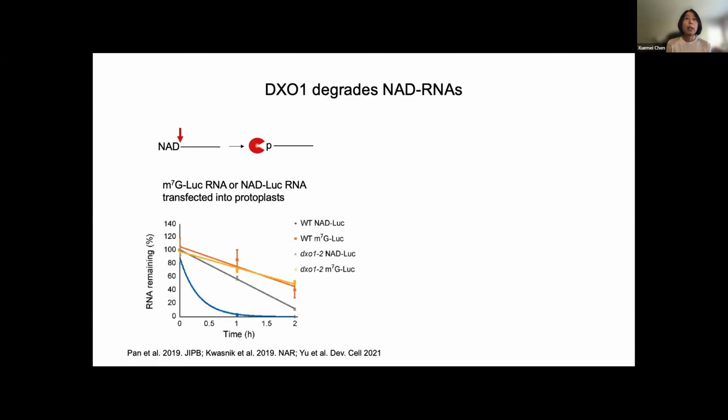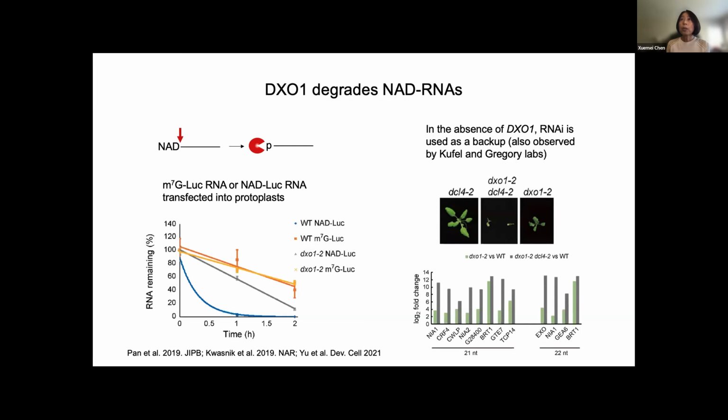In fact, studies from my collaborator Xiu-Guo Xia's lab showed that NAD RNA transfected into protoplasts is likely degraded by DXO. So this NAD RNA has very short half-life in wild-type protoplasts, but the half-life is longer in DXO mutant protoplasts. Also in plants, DXO probably degrades NAD RNA, and in the absence of DXO, RNAi can be used as a backup to degrade the RNAs. This was not only found by Xiu-Guo Xia's lab, but also found by Joanna Kufel and Brian Gregory's labs. So one major RNAi enzyme is DCL4. So when this mutation was combined with the DXO mutation, the double mutant is seedling lethal, suggesting that RNAi is actually used to degrade NAD RNAs in the absence of DXO.